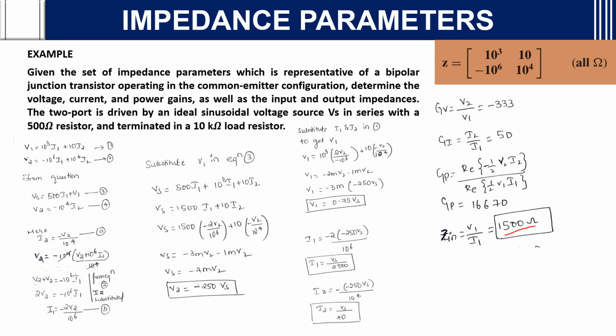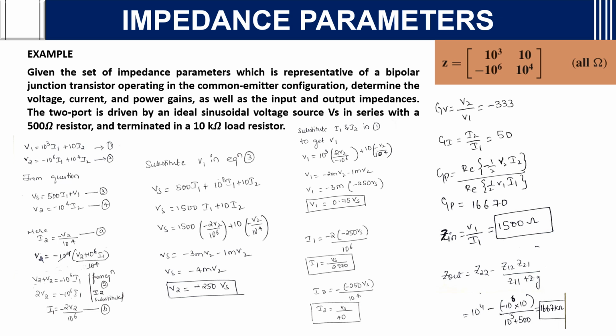Then for Z out, the output impedance, we have already seen in the previous slides. Z out you get by Z22 minus Z12 into Z21 by Z11 plus Zg. If you substitute all those values, you have all the values. This is Z11, Z12, Z21, Z22. So if you substitute those values in the equation given for Z out, then you will get the result.